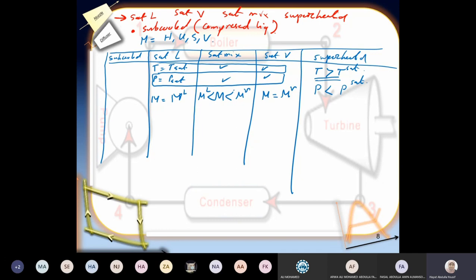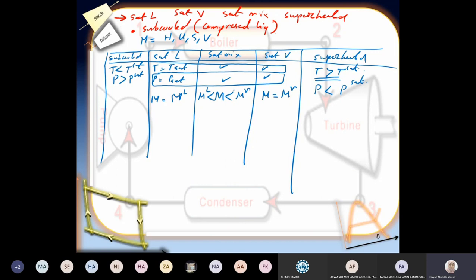And then, if you know that this is the condition for superheated, then with the subcooled, it's just the opposite. Opposite means what? For example, if you have saturated liquid and you want to make it more subcooled, you will lower the temperature to be lower than Tsat, or you will compress it more to have the pressure more than Psat. So this is how it is.